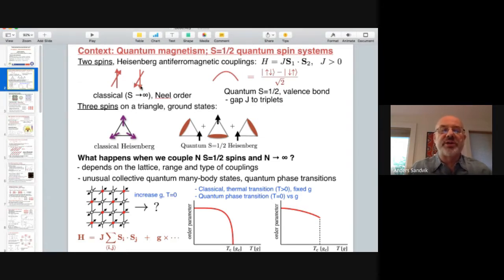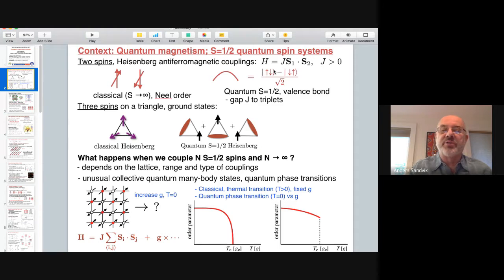So the context of this work is quantum magnetism. I'm giving a very basic short introduction. Imagine that you have two spins and they are coupled in this way, which we call the Heisenberg interaction. And I want antiferromagnetism, so J is larger than 0. If you just think classically, it's supposed to be two antiparallel spins, but then they can be oriented globally in any direction because we have this O(3) symmetry. So that's the lowest energy state classically.